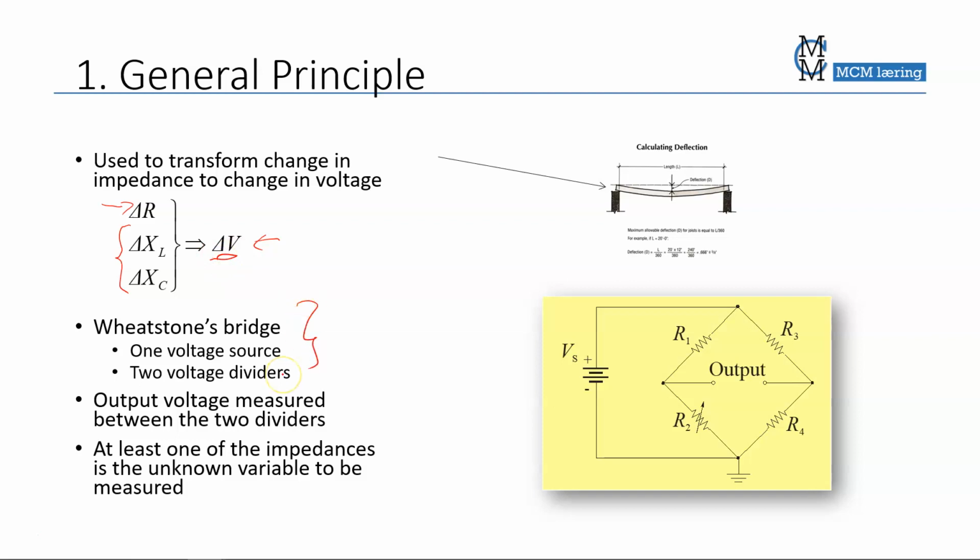The tool is to use the Wheatstone bridge, and the voltage is measured between two voltage dividers. So this is a voltage divider and this is a second voltage divider, and you measure the voltage between the two here. At least one of the impedances is unknown. We will look later at how we can have more than one unknown in such a bridge.